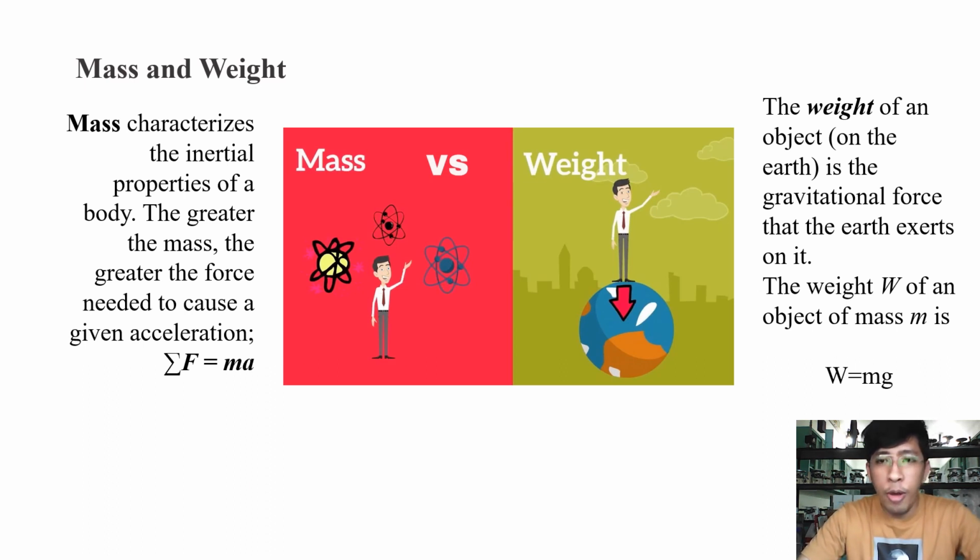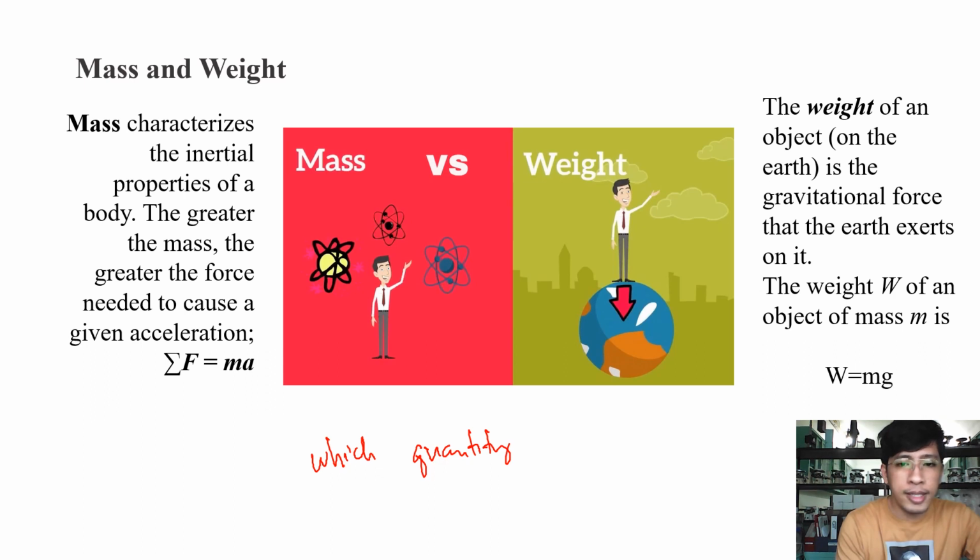Weight, on the other hand, let's say the weight of an object on Earth, is the gravitational force that the Earth exerts on it. The weight W of an object of mass m is given by weight equals mass times gravity. This is just your F equals ma, but here weight is equal to mg. So as you can see here, if I'm going to ask you which quantity is constant?